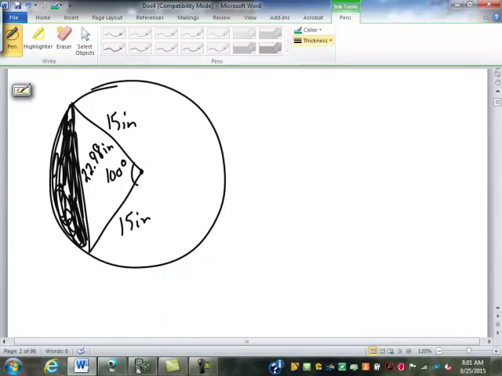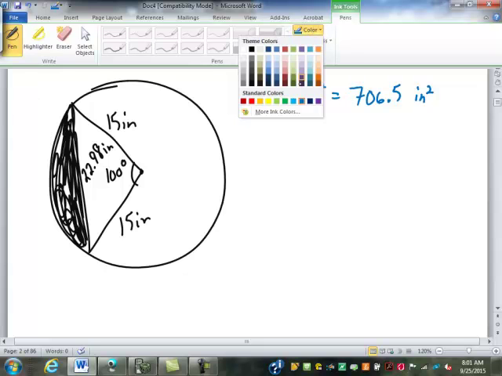Let's see if we're going in the right direction. Let's find the sector area first. So to start, we're going to find the area of the circle, which will be pi times 15 squared. Good, which is going to give us what? 706.5 inches squared. So that's if you're using 3.14.